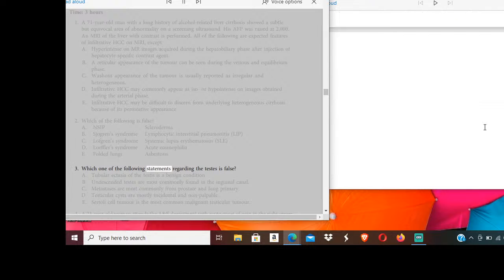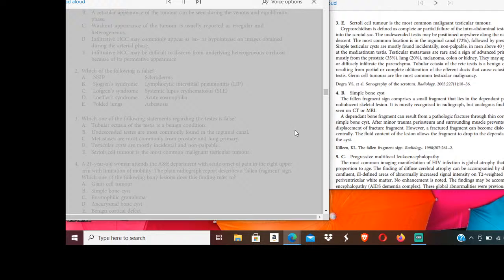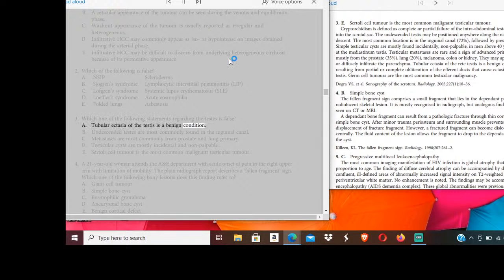3. Which one of the following statements regarding the testes is false? A. Tubular ectasia of the testis is a benign condition. B. Undescended testes are most commonly found in the inguinal canal. C. Metastases are most commonly from prostate and lung primary. D. Testicular cysts are mostly incidental and non-palpable. E. Sertoli cell tumor is the most common malignant testicular tumor.